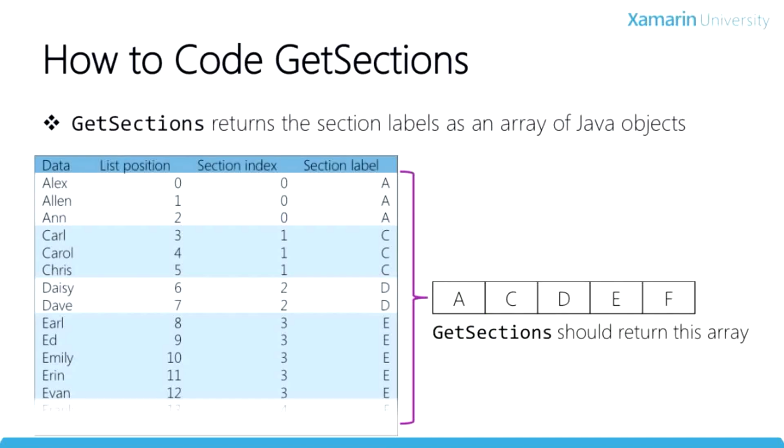GetSections gathers all the section labels into an array. The labels need to be in order inside the array. So for example, if C is the second label, it'll appear in index 1 in the array. And then what we do is we return those labels from this method, and those are the characters that will be used to display. So looking at the table, we have to work out our sections, and each element will conceptually have a list position, a section index, and a section label.